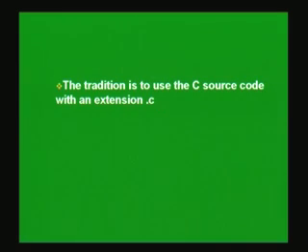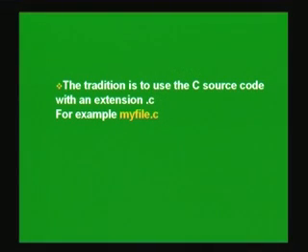So the tradition is to create these source codes with an extension .c when you are using a C program. It's not necessary, but that's a tradition. So we'll always write a file name with a .c. For example, if you want to create my file, myfile.c is an example of a C program file.